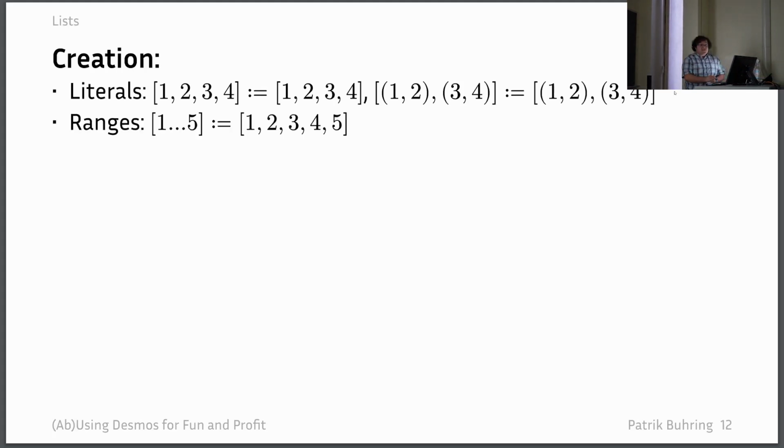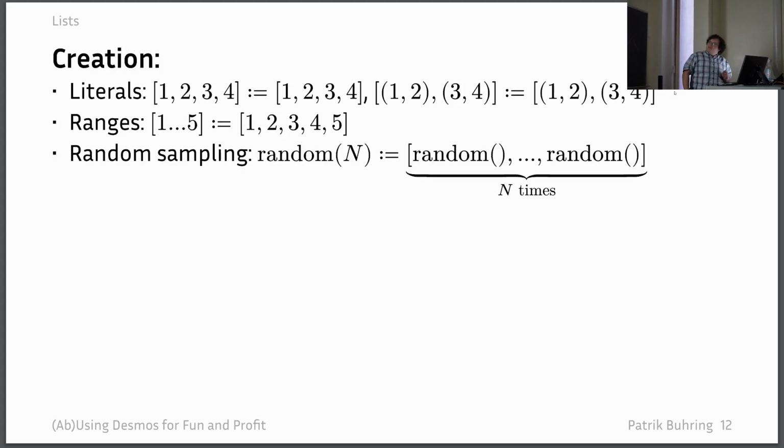You can create ranges, and ranges are inclusive on both sides, so 1 up to 5 includes both 1 and 5. They also will try to determine if you're doing a linear progression. So for example, if you did 1, 1.2, 5, it would do 1, 1.2, 1.4, 1.6, all the way up to 5. It'll try to determine where to end and the linear progression that you're looking for. You can also do random sampling, which we already saw.